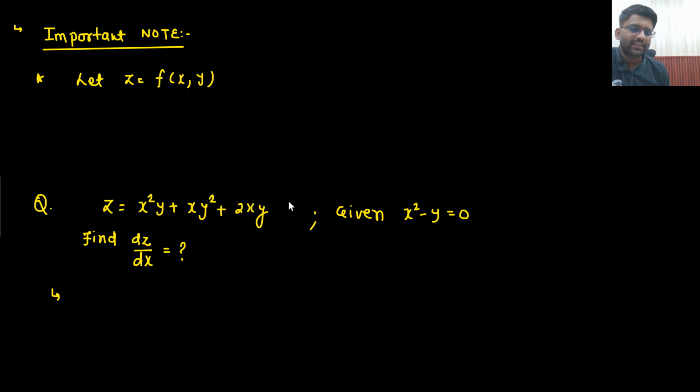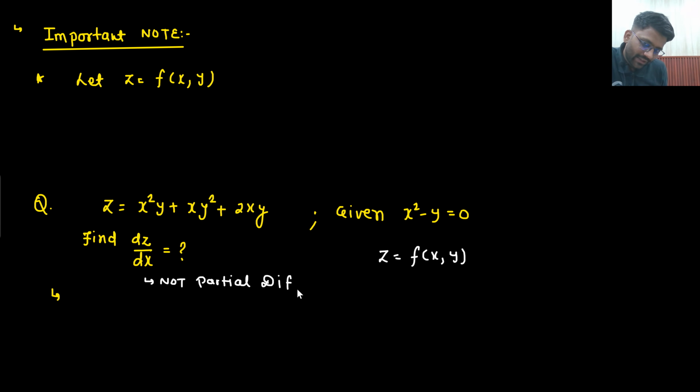What we need to do: z is given as a function of x comma y. You are supposed to find out dz by dx. It is not partial differentiation, it is the simple differentiation that you have studied. So dz by dx you need to find out, not del z by del x.